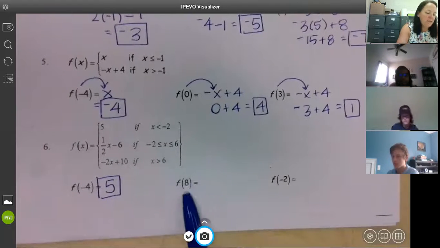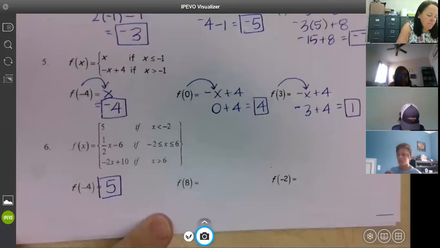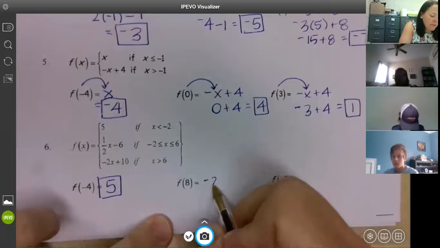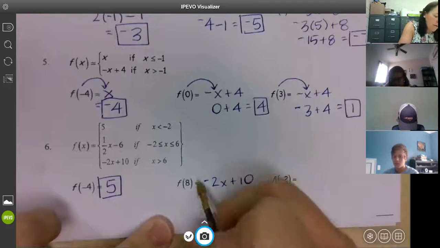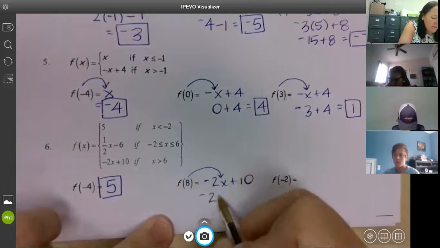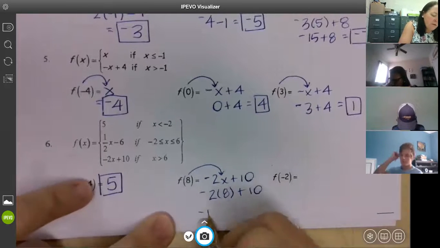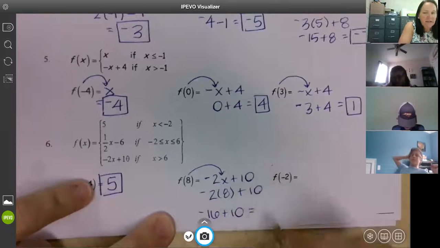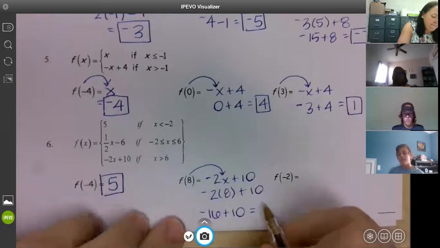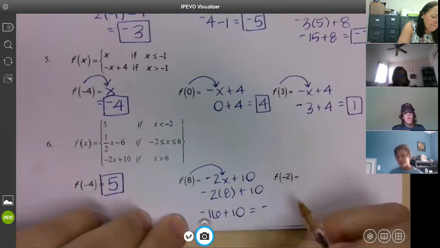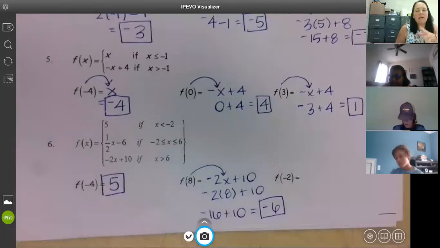What about 8? Where does 8 fall? The last one, because it's greater than 6. So that's -2x plus 10. You're going to put your 8 in. -2 times 8 plus 10 gives you -16 plus 10, which is what? -6.